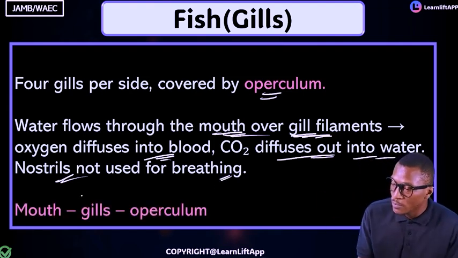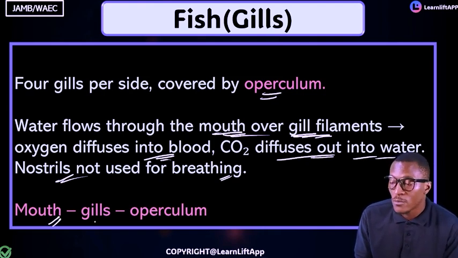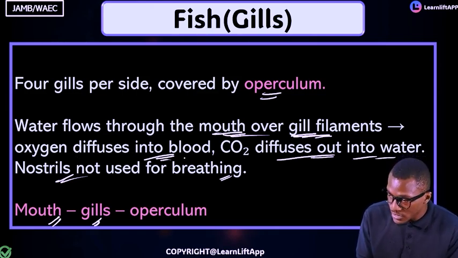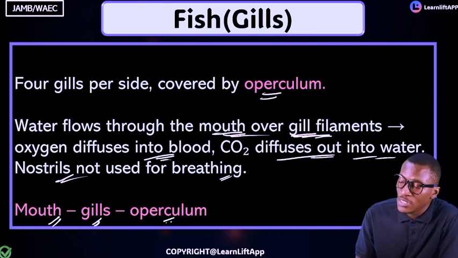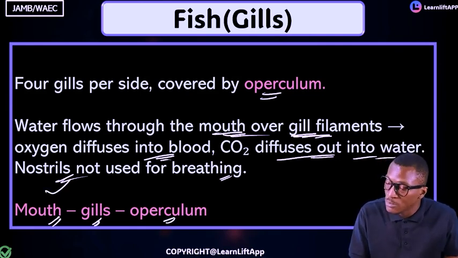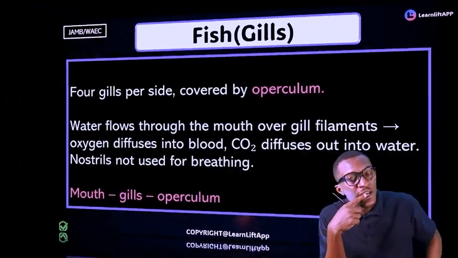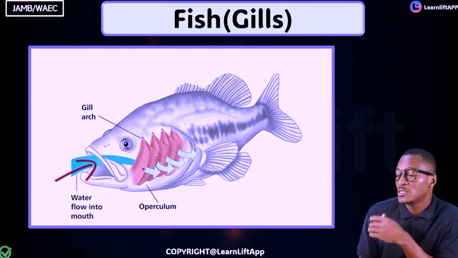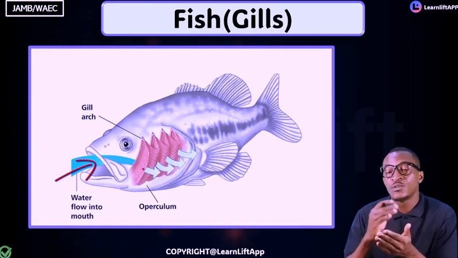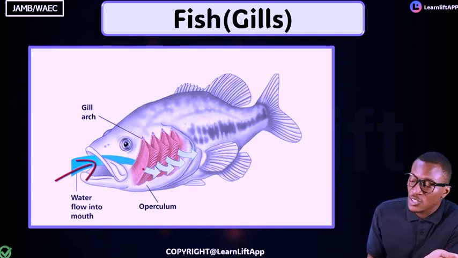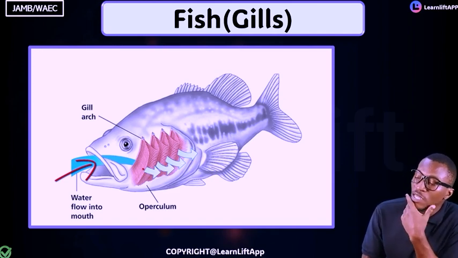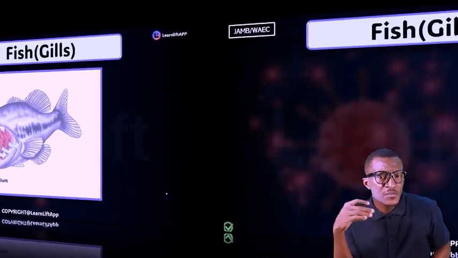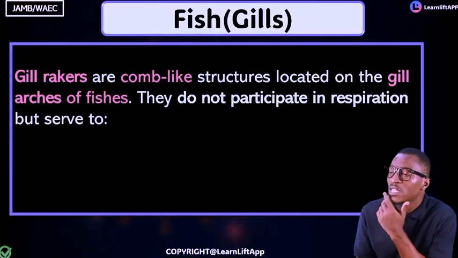What is the pattern? Water enters through the mouth, goes to the gills, where oxygen diffuses into the blood and CO2 diffuses out, and the water comes out through the operculum. In a nutshell, it is mouth to gills, gills to operculum. Look at it. Water flows into the mouth and goes to the gills. These are the arch. These are the gills. Within the gills, oxygen diffuses in and CO2 diffuses out, and the water is pushed out to the operculum. Very simple word structure.